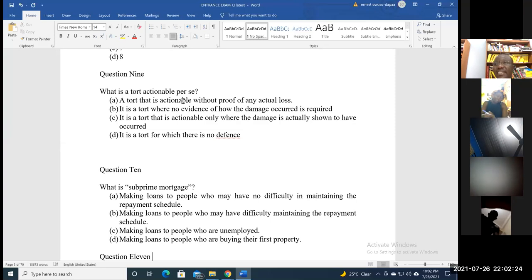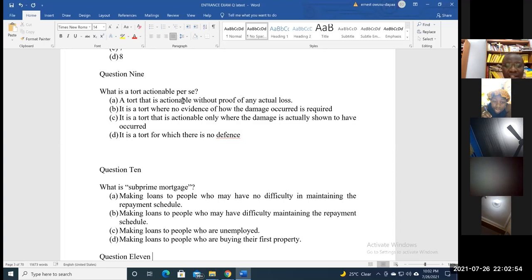So when we say something is actionable, it means that you can bring an action, you can sue, right? And when we say it is actionable per se, that is to say that you can sue without proof of any actual loss. You don't need to actually prove that you have suffered a loss or injury before you can sue. That's why I say that it's actionable per se.